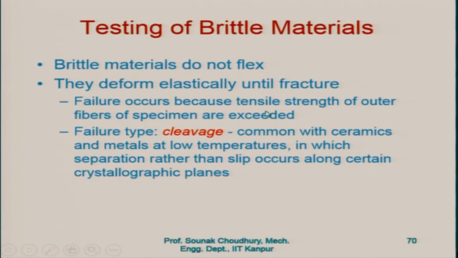Failure occurs because the tensile strength of the outer fibers of the specimen is exceeded. The failure type can be called cleavage, common with ceramics and metals at low temperatures, in which separation rather than slip occurs along certain crystallographic planes. Now, slip is the plastic deformation. Slip occurs when plastic deformation occurs along the slip line. Here it is a separation, so that is why the failure is called cleavage. This is commonly applied for ceramics and metals at low temperatures.